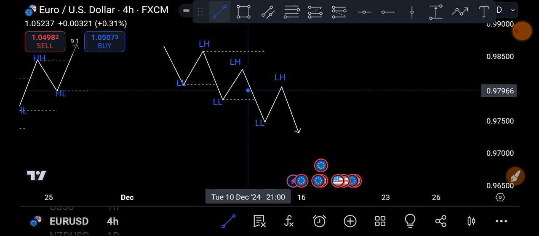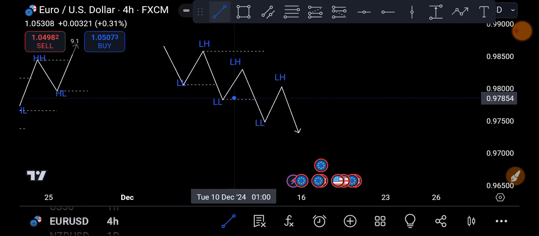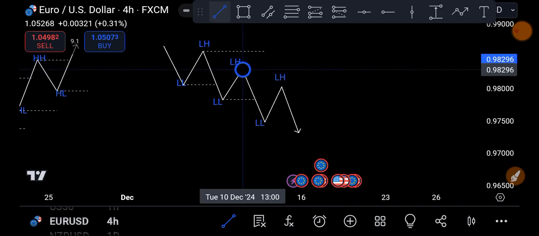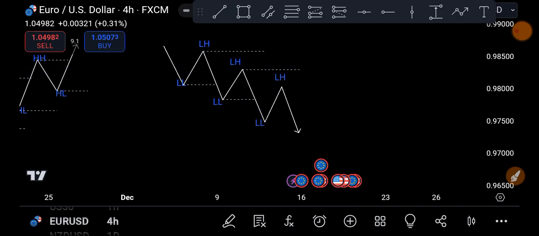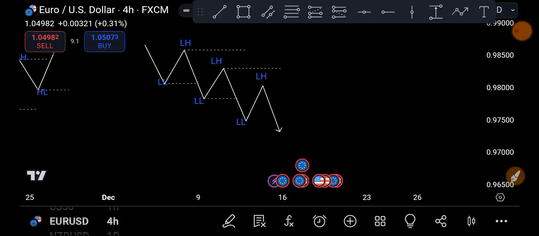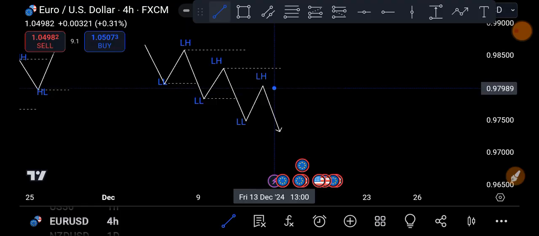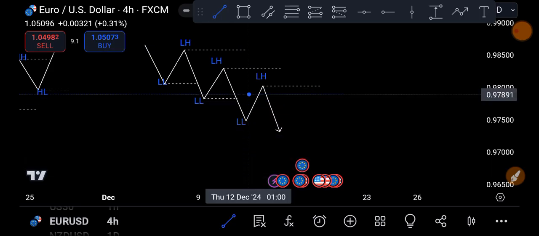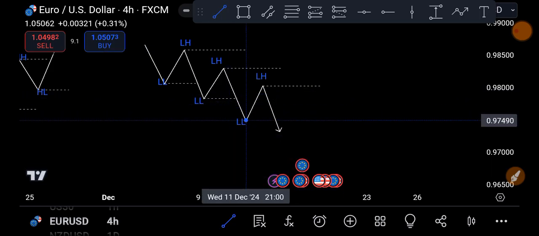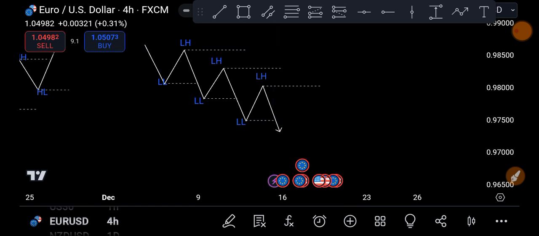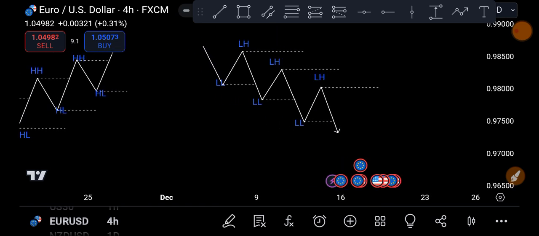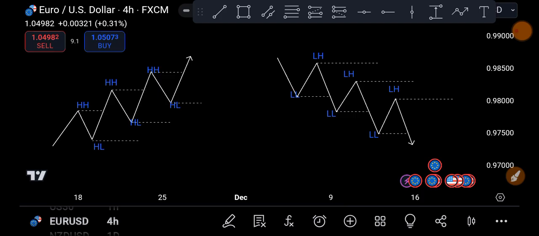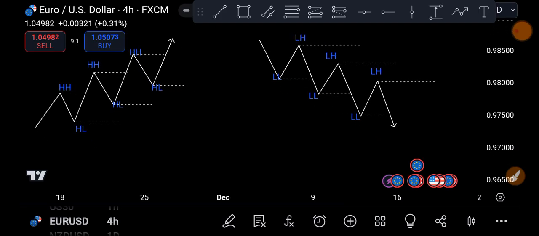And this lower high that broke this lower low should never be broken, because if it gets broken, that means the trend is changing, and we are not sure that we have a downtrend anymore. The same applies to this. So this lower low should be broken to establish a new low. All right.